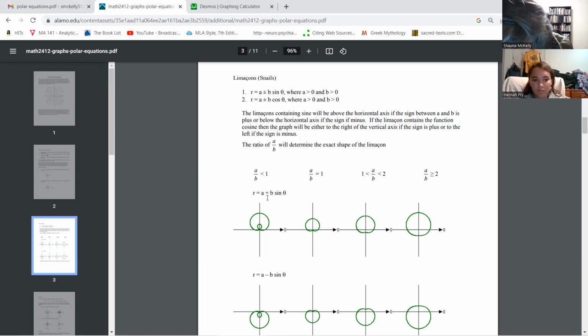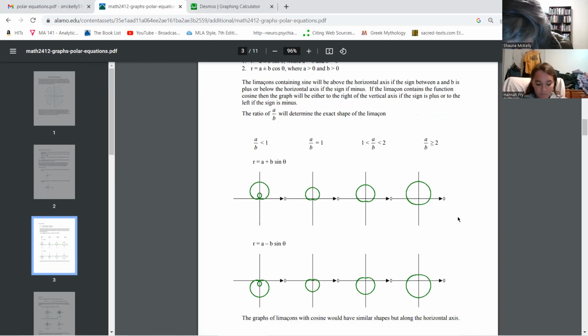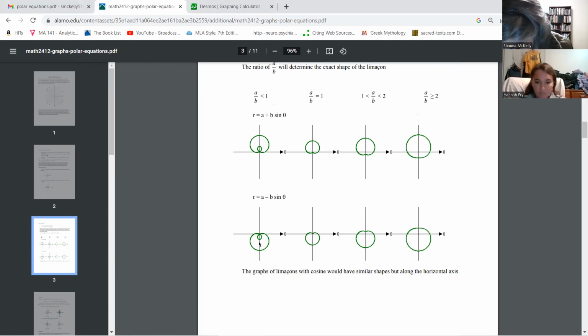I'm not going to go into a huge amount of detail, but if you have a plus sign and it's the sine, then you'll be generally above the horizontal axis. If you have a minus and you have a sine, you'll be below the horizontal axis. This makes some sense because remember, sine has a maximum at 90. So if you're adding, you would expect this to be above the axis because you'd be plotting the points above the pole, above the origin.